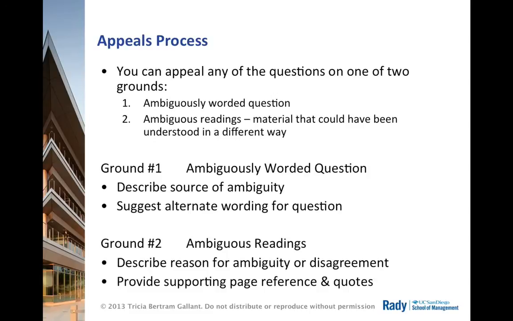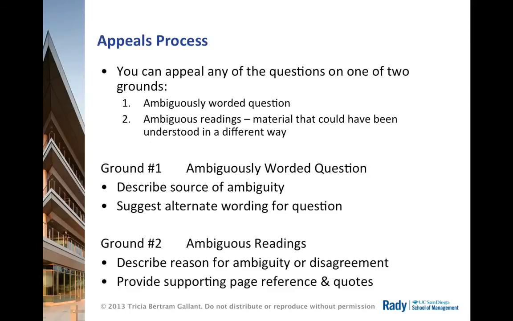The readings were really ambiguous, or the lecture and reading were conflicting. So like, Dr. BG, you said in lecture this, but Kidder said in the book this, and they conflict. But you would actually have to provide supporting page references and quotes. So this is open book. You would go back to the material and find the material that is relevant and use that as the basis of your appeal.